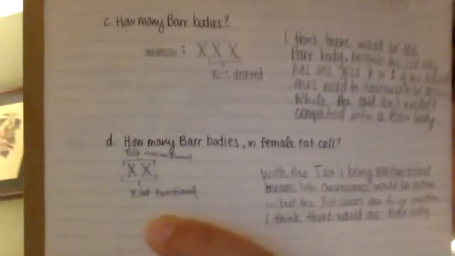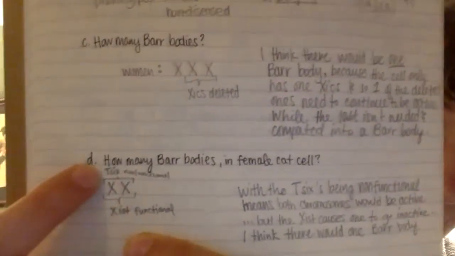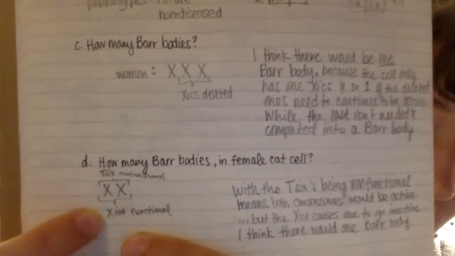Part D is once again asking about bar bodies, but in a female cat. The question says, suppose you isolate a cell from a female cat with 2 X chromosomes. However, the Tsix gene on each X chromosome is non-functional, while the XIST genes on each X chromosome are functional. How many bar bodies are expected to be found in a cell? Once again, I drew it out for convenience. This is non-functional and these are functional.